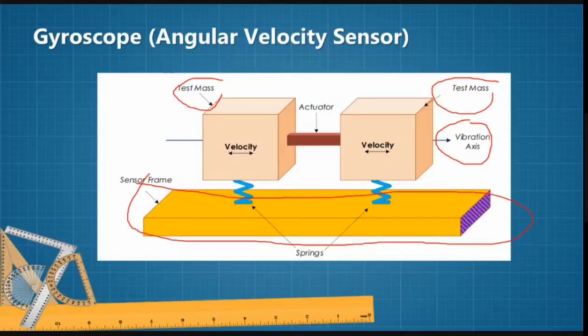It also shows the sensor frame between the test masses and the frame. There are springs that serve to balance the friction force that appears when the sensor rotates. This is the reason why springs are used in this gyroscope.